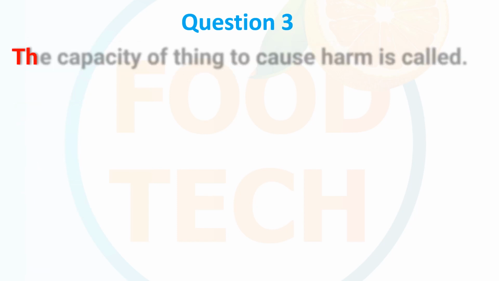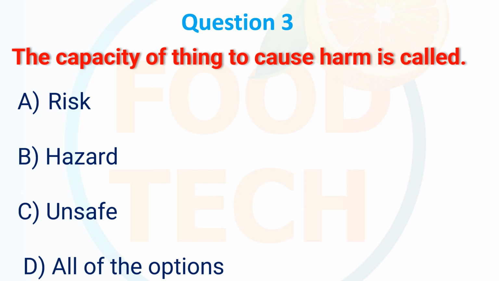4 degrees Celsius. The capacity of a thing to cause harm is called: A. Risk. B. Hazard. C. Unsafe. D. All of the options. The answer is C. Unsafe.